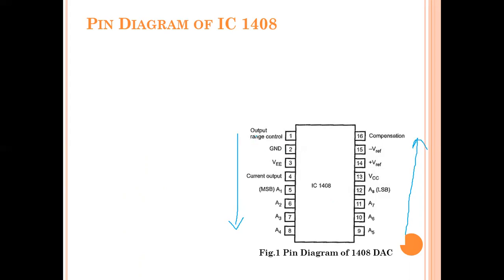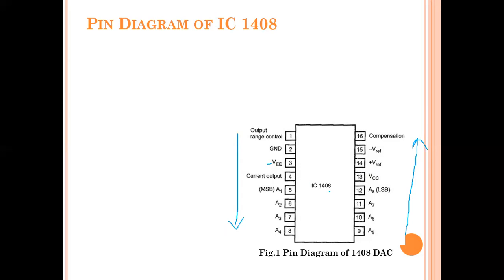The first pin is output range control. This output range control pin is used to control the output voltage range of a given input signal. The second pin is the ground pin, used for circuit ground connections. And the third pin is a negative power supply, that is minus VEE. Next, the fourth pin is current output.